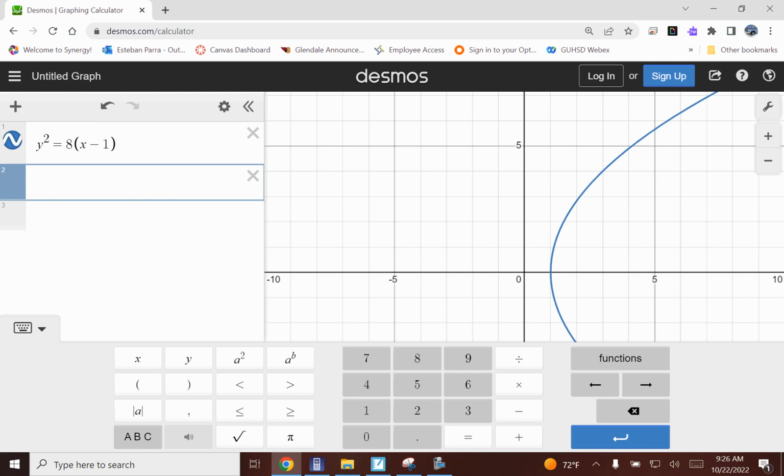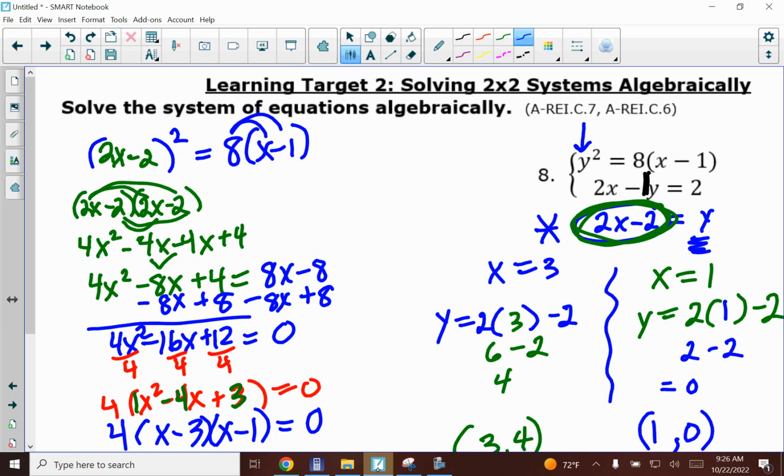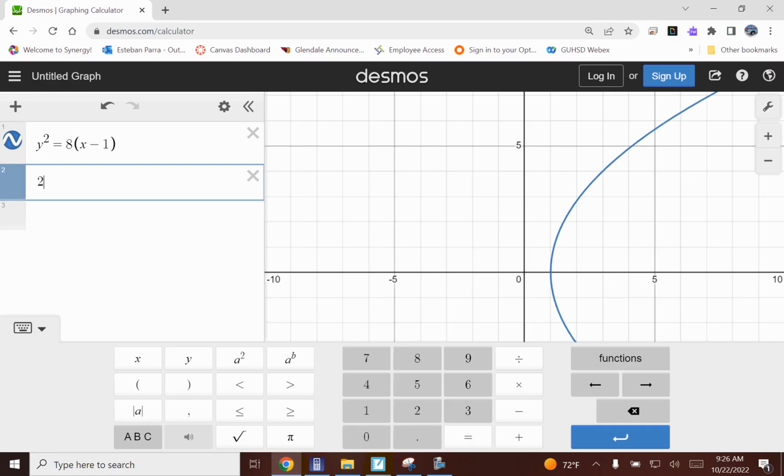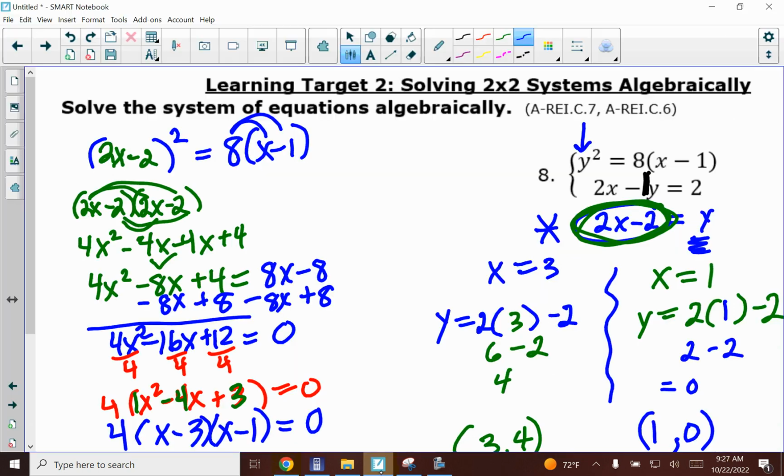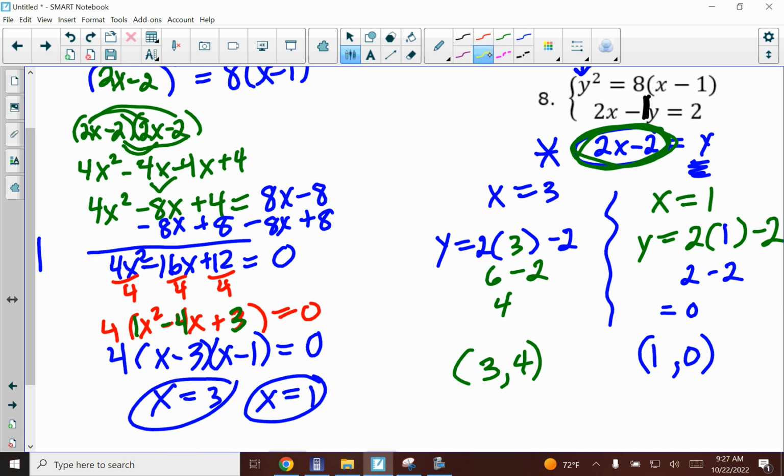The second one was y equals, let me go check, I forgot. Oh, 2x minus y equals 2. And again, if you notice the answers, these are the same exact answers that we got by solving it by hand. The graph said it was at (3, 4). So here's (3, 4) right here, and (1, 0).